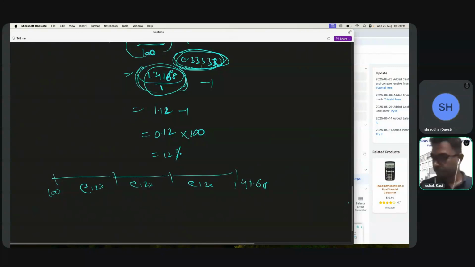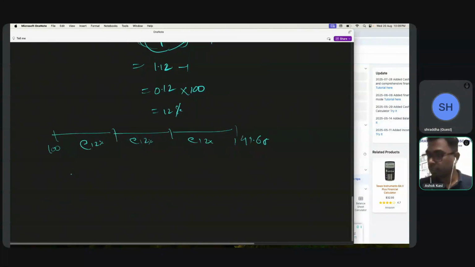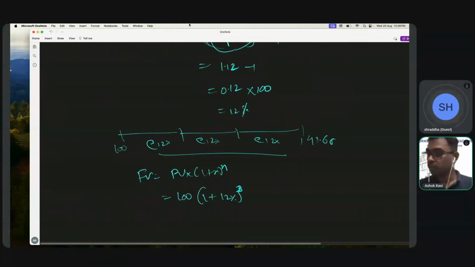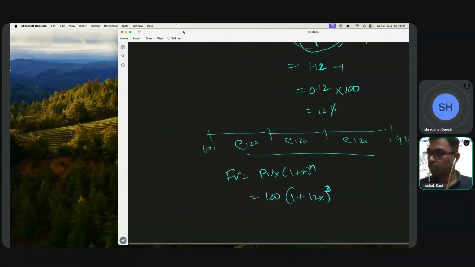Now further, I'll just try to connect different things. If this is true, then future value is equal to present value into 1 plus r raised to n. So present value is 100, growing at the rate of 12 percentage for 3 years. Then it should give me 141.68. Understood? Okay, so let me check that one now.